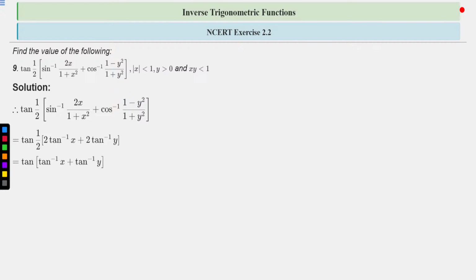Now we can further simplify this, tan of tan inverse x plus tan inverse y. And now we know the formula of tan inverse x plus tan inverse y. Therefore, we can write tan of tan inverse of x plus y upon 1 minus xy. And we know that tan of tan inverse of x plus y upon 1 minus xy will become x plus y upon 1 minus xy. So the correct answer will be x plus y upon 1 minus xy. Clear?